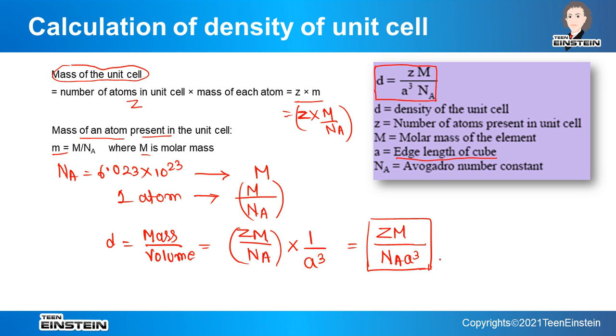Now here we have one constant, this value of Avogadro constant, that is known, and Z, M, A cube and D. So among these 4 values, if one of the values is unknown and rest of the 3 values are known, we can easily find out the unknown value. So suppose in some case D value, Z value, A cube, all these are given, that is edge length is given. So in that case, by putting all these values, we can find out the molar mass. Similarly, if Z, M, A value is given, we can find out the density. Okay, so this is the importance of this formula.